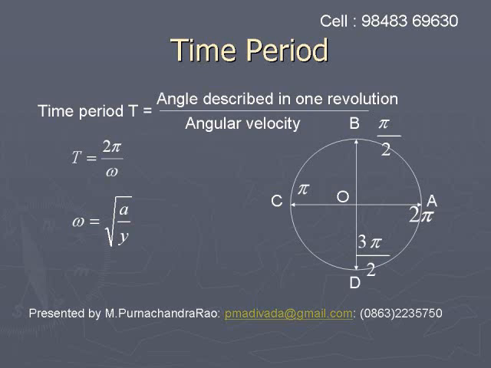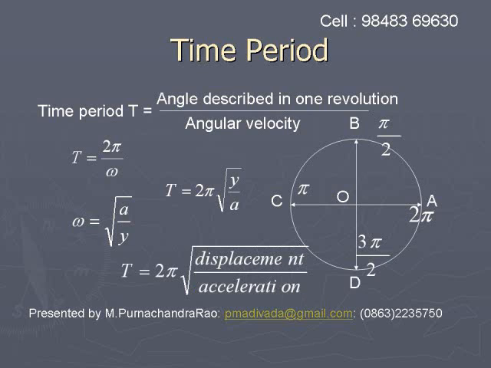But we know that omega is equal to square root of a by y. Therefore, T is equal to 2 pi into square root of y by a. It can be understood as T is equal to 2 pi into square root of displacement by acceleration, where y is displacement and a is acceleration. Hence, the time period of the particle in simple harmonic motion is given by T equal to 2 pi into square root of y by a.